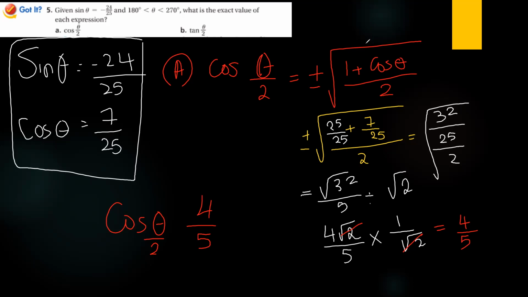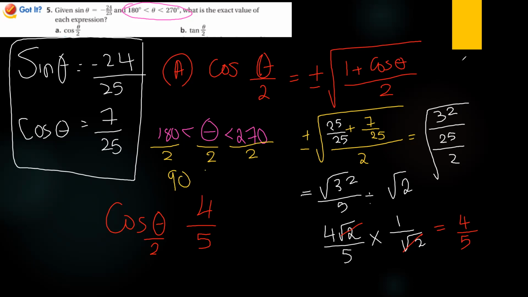Now the third step, I want to decide where my angle lies. How? From the question, my angle is between 180 and 270. But as I told you, I need theta over 2. So I will need to divide each number here by 2. So where will my angle be? It will be between 90 and 135.